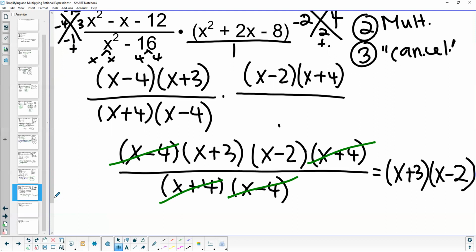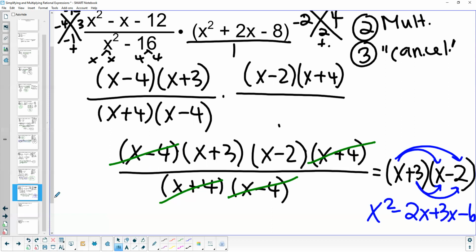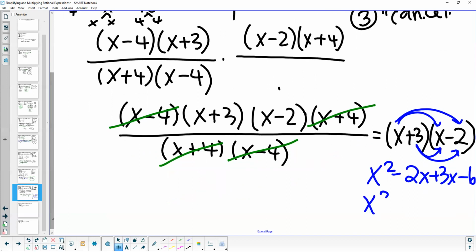Now we have two options here. Because we're multiplying, we actually probably want to expand this out as much as we can. We could leave it here at this x plus 3 times x minus 2, but I'm going to FOIL it out so that we know this is the expression that we have here. So we end up with an x squared minus 2x plus 3x minus 6, or our solution here is going to be x squared plus x minus 6.